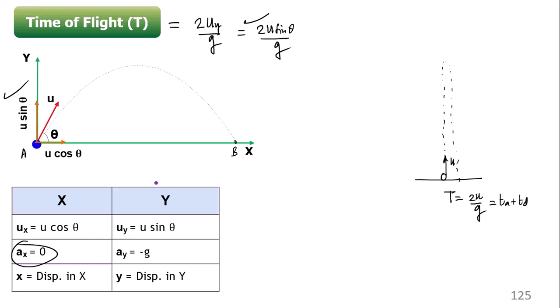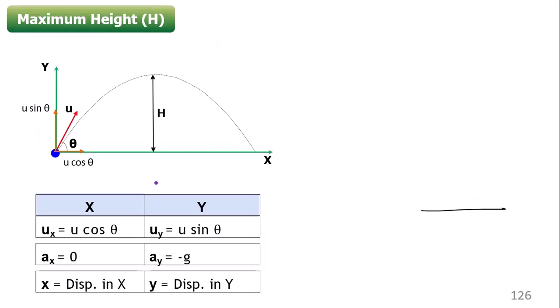So now for the maximum height. If I throw the ball with the speed of u in the upward direction, it will reach a height h max, that is equal to u square by 2g, that we know from the vertical motion study. The same formula can be applied over here.